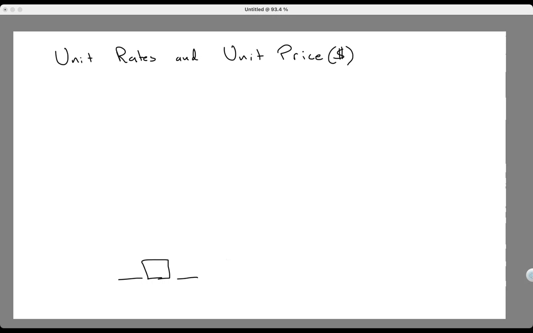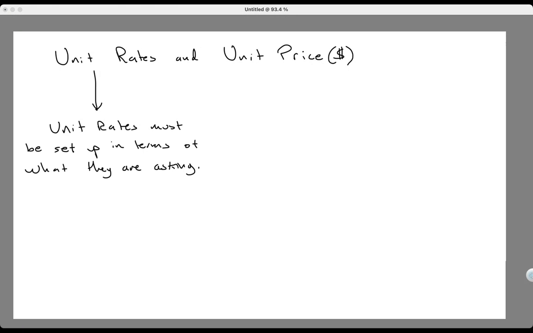Taking a look here, I want to compare a unit rate and a unit price, but we'll start by doing a couple more examples of a unit rate, and then we'll get into some of the unit prices. The biggest thing about a unit rate is that it must be set up in terms of what they're asking for. What that means is the order matters. I've mentioned that several times in class already. So the order matters the most.